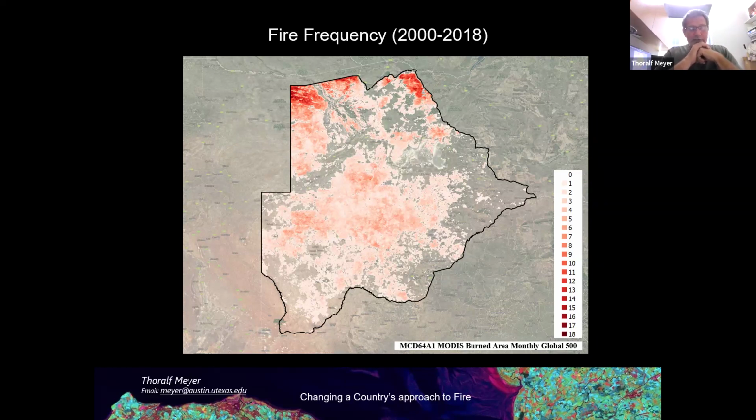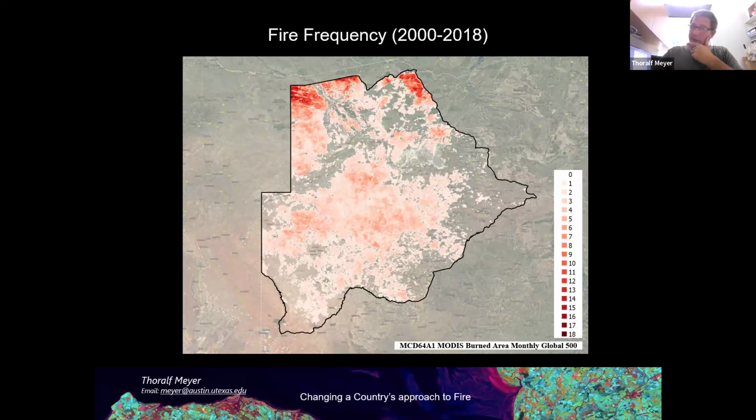But we also see that there's still a pretty high fire frequency in the middle of the country, stretching all the way to the south. So we will have a closer look into this at a later point. So we established a timeline. In this case, we used essentially a variety of MODIS products to determine that.